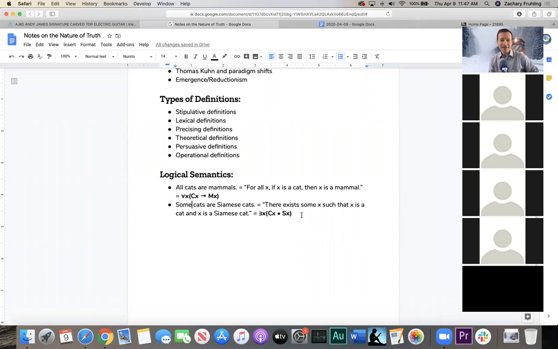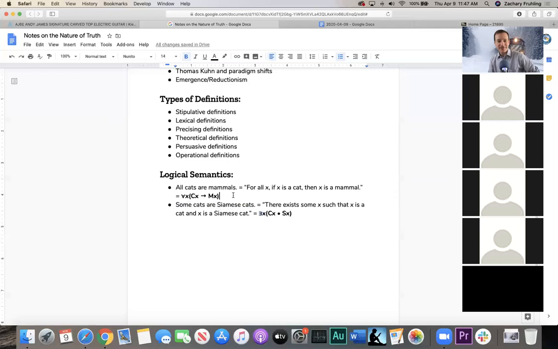In other words, this statement here, I'll read it to you in logic speak. There exists some object X such that X is both a cat and, that's what this dot means, and X is a Siamese cat. This makes an existence claim. This says there actually has to exist something that meets both of these criteria. It's a cat and it's a Siamese cat.